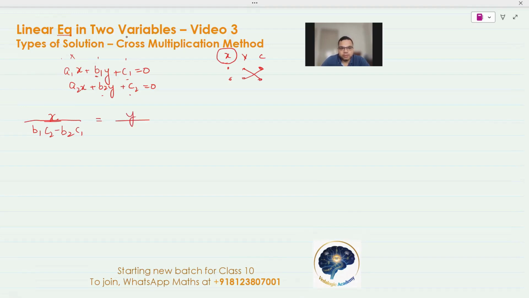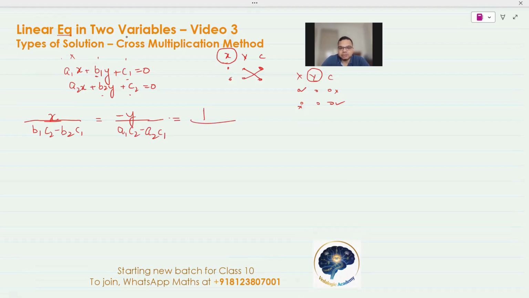Equals to y upon. So for y, if we have these three x, y, and constant terms, we are going to use x with this one and this one with this one. But we are going to put a minus sign because we are changing the direction. We should have started from here, after y, but we are starting from x. So we'll put a minus sign. So what we are going to do is a1 c2 minus a2 c1. So this is the y term, right?